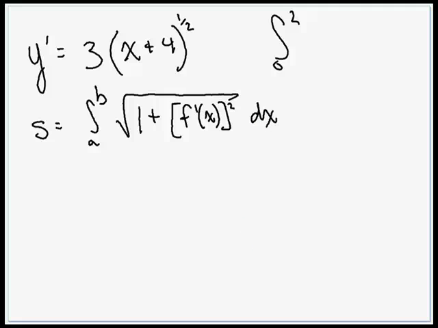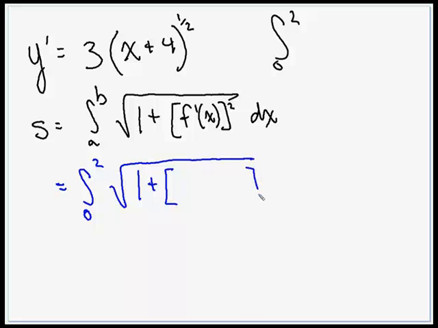Alrighty, let's plug in the numbers from our problem. So we are going to integrate from 0 to 2, and then we have our radical. And under the radical is 1 plus our derivative quantity squared dx. And the derivative is 3 x plus 4 to the 1/2 power.